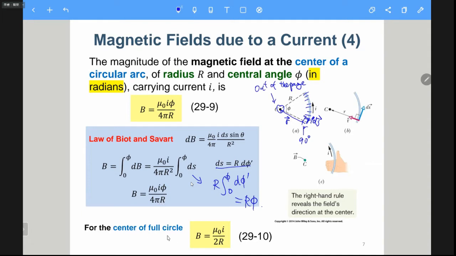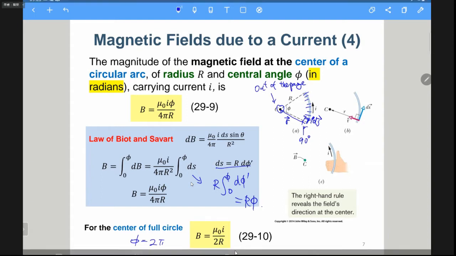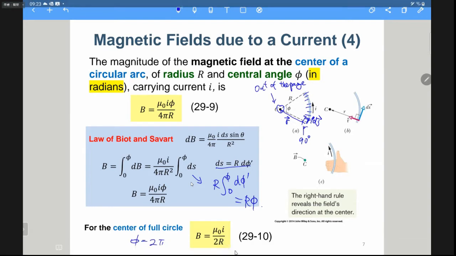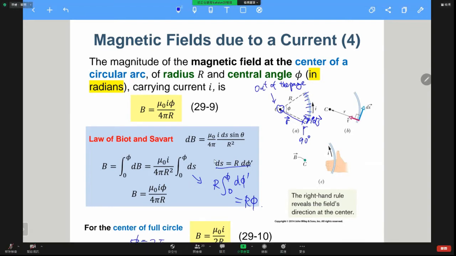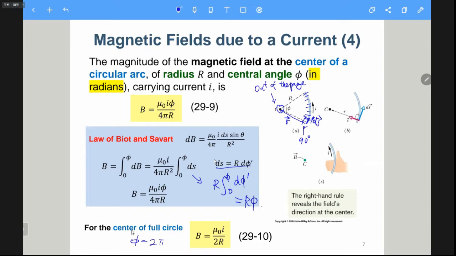And if it is a full circle, which means that phi equals 2 pi, so here, phi equals 2 pi. So 2 pi and 4 pi will be partly cancelled. We only have 2 here. So we have 2r at the bottom. Okay. So up till now, any questions? Okay.